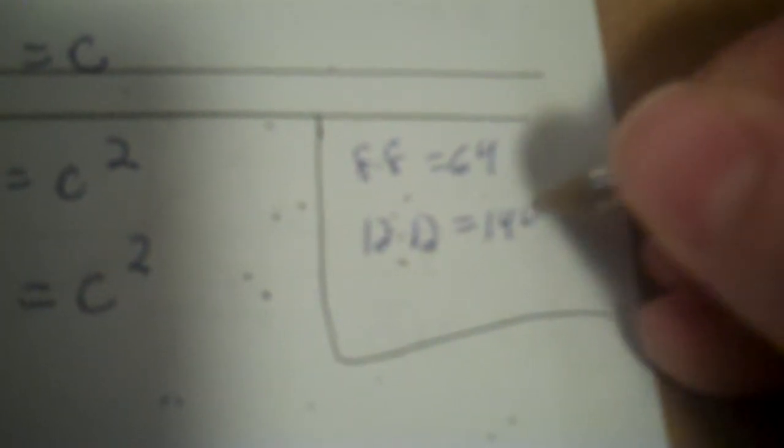Okay, A equals 8, B equals 12. We got to find C. So A squared plus B squared equals C squared. Okay, so A is 8, B is 12, and C is unknown. So it's kind of going to be like the last one. So 8 times 8, 64. And 12 to the second, that's 12 times itself, that's 144.